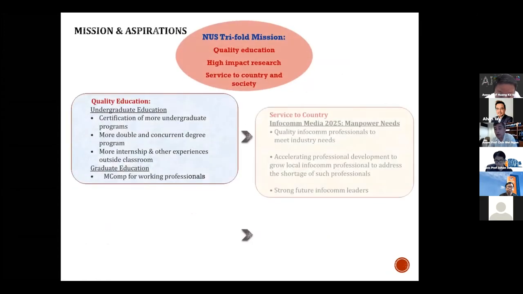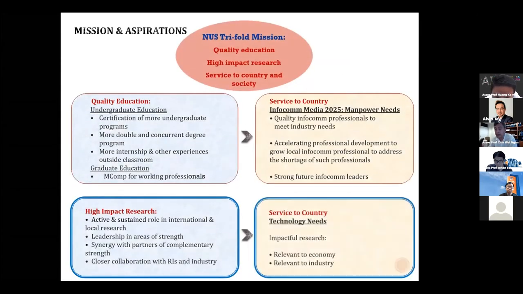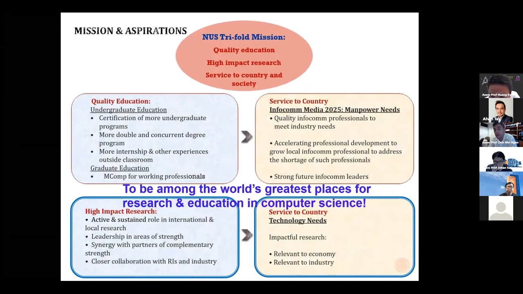So, what's the mission of the university? What is the main mission? Really, it can be summarized by three main factors that we aim for. One, to have a quality education, both at the undergraduate and graduate level. At the undergraduate level, we provide many opportunities to our best students to do double degrees, concurrent degrees, and also exchange opportunities, in addition to the NOC opportunities that they can get also.